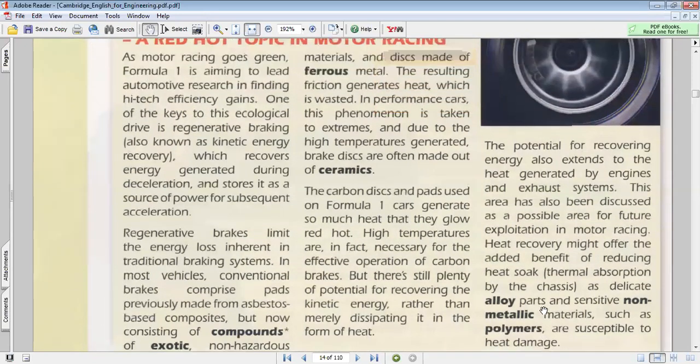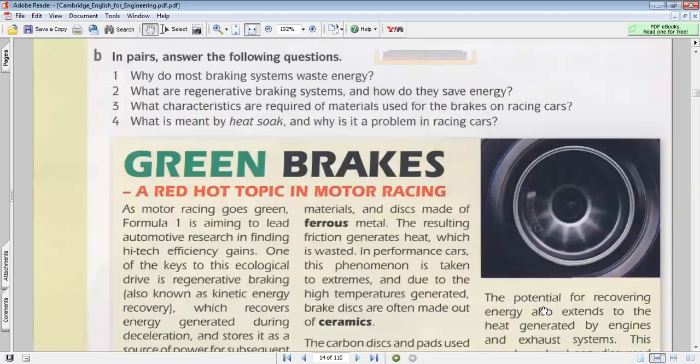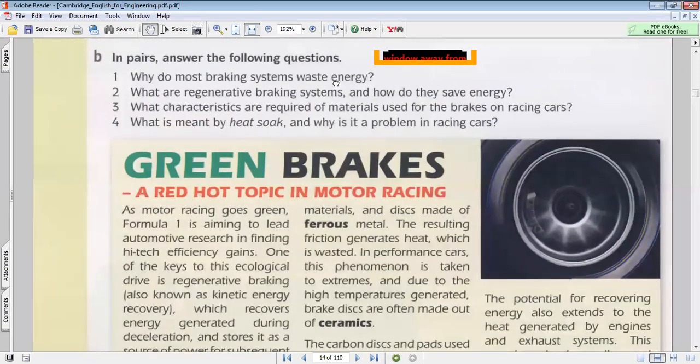We have to answer the questions before reading. Yeah, we have read. Let's see the questions. Why do most braking systems lose or waste energy? As a result of friction. F-R-I-C-T-I-O-N, friction. Because of friction there is a loss of energy.